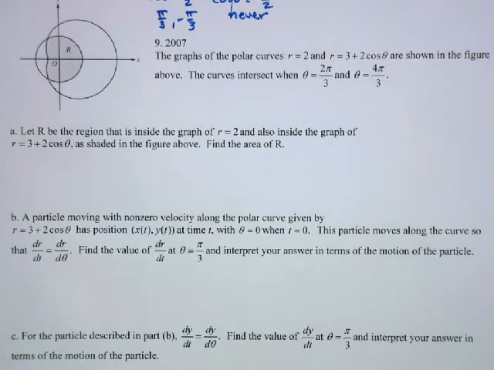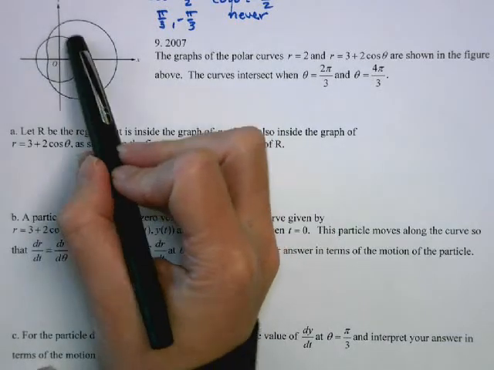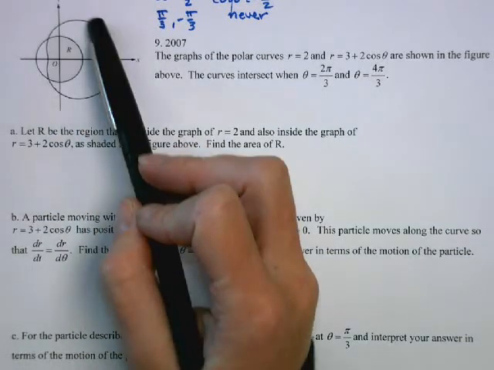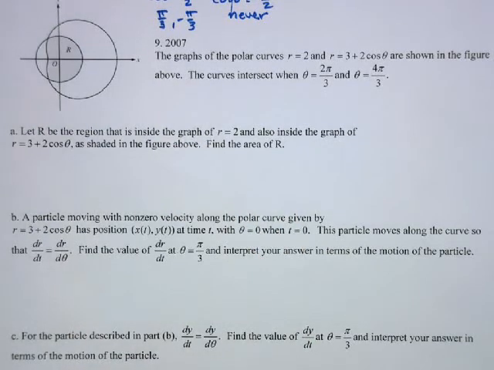Okay, here is an AP problem. So we have the graphs of r equals 2, so it's going to be the circle, and 3 plus 2 cosine theta. The curves intersect at 2 pi over 3 and 4 pi over 3. Let R be the region inside the graph of r equals 2 and also inside the graph of 3 plus 2 cosine theta. Find the area of R. So we're going to split this up into two integrals.